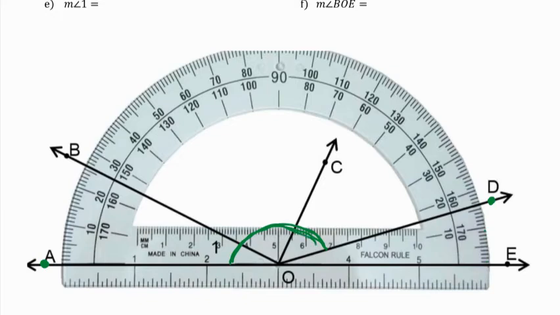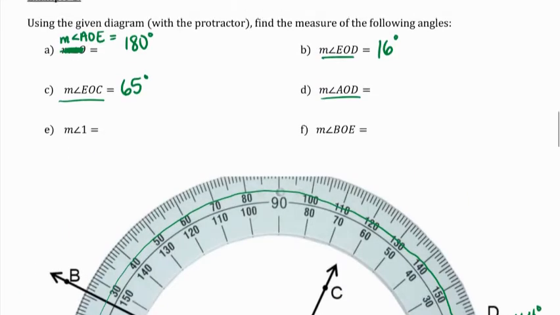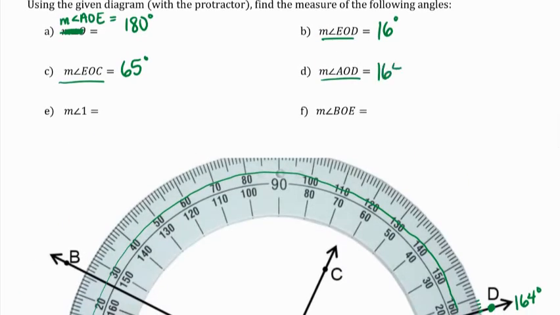This time I've got this line over here at the start. So there's our 0 degrees. So this time I'm going to use the outside numbers so I can count from 0 up. And then I'm going all the way around over here, get to 160, and then it looks like 1, 2, 3, 4 more. So that's at 164 degrees, right? So that angle would be 164 degrees.